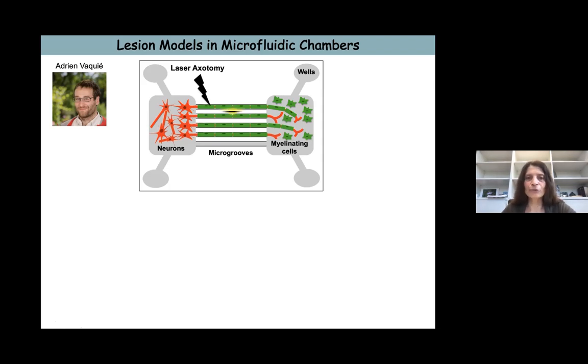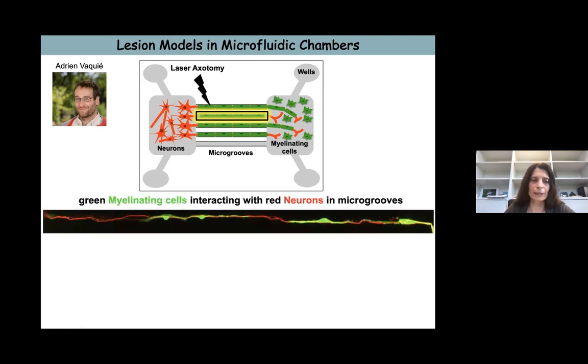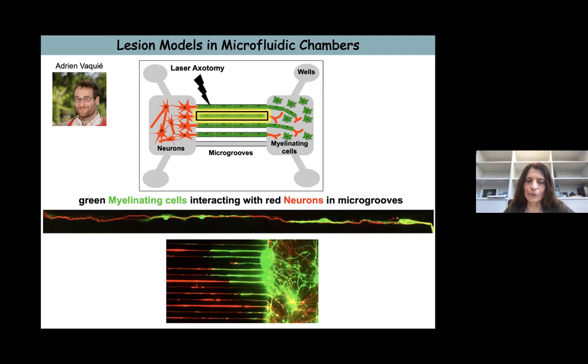If we look into this microgroove, that's what we will see. You can see here an example with some red axons and some green Schwann cells on the top. This is live. And here you see an example of the system with the oligodendrocyte. They stick to the wall of the microgrooves, and then they send processes in different microgrooves to myelinate different axons. So that's what they do.